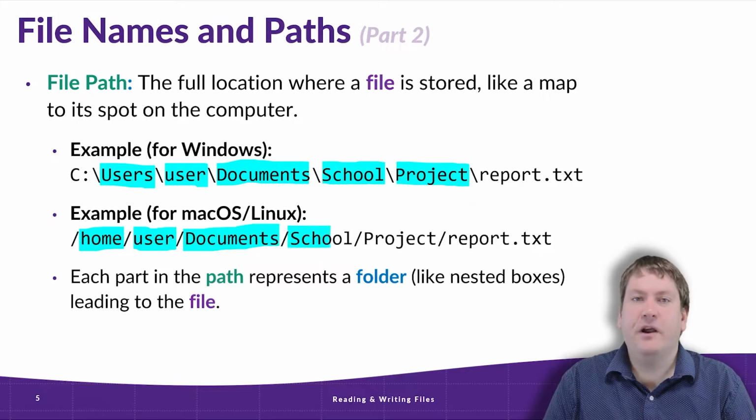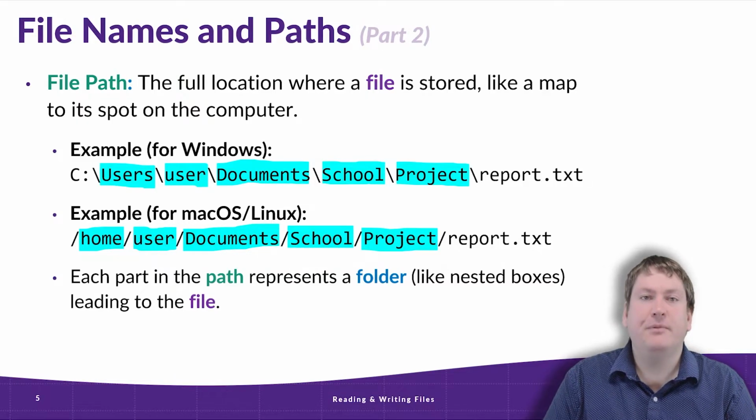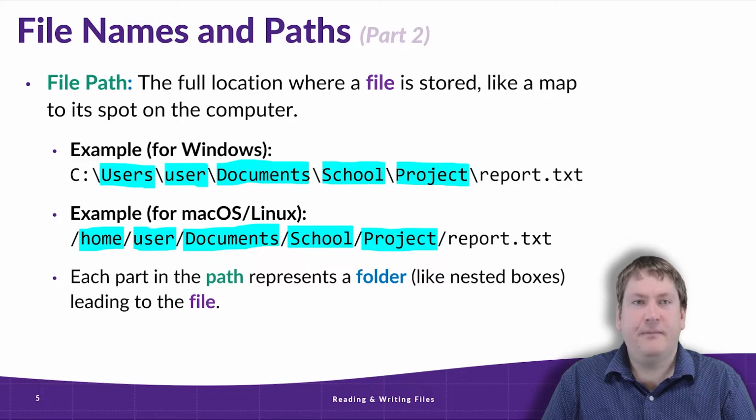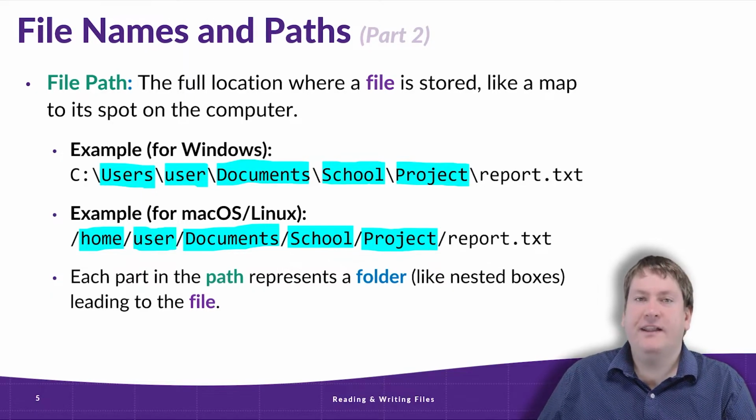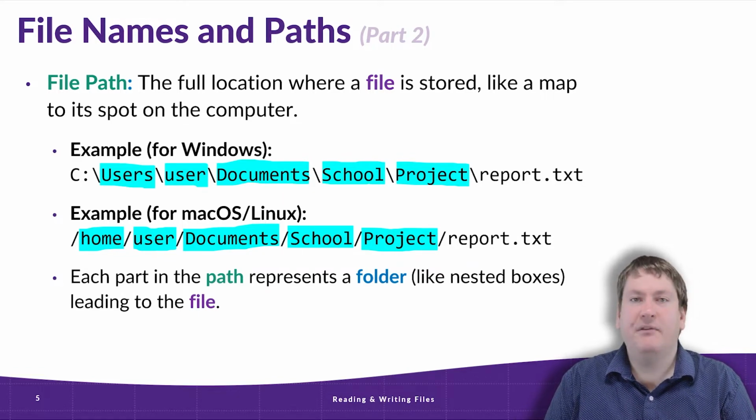This works the same for other operating systems. For example, in this macOS example, the same thing's going on here. Home is a directory, and inside home, there's a user directory. Inside that, there's a documents directory. Inside that, there's a school directory. And finally, inside that, there's a project directory, which has the report.txt file. So it's important to keep this in mind when we're talking about files, so we know how to locate them.